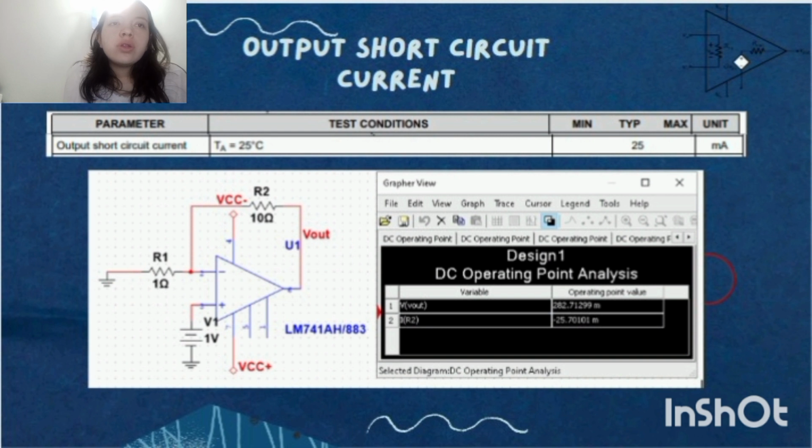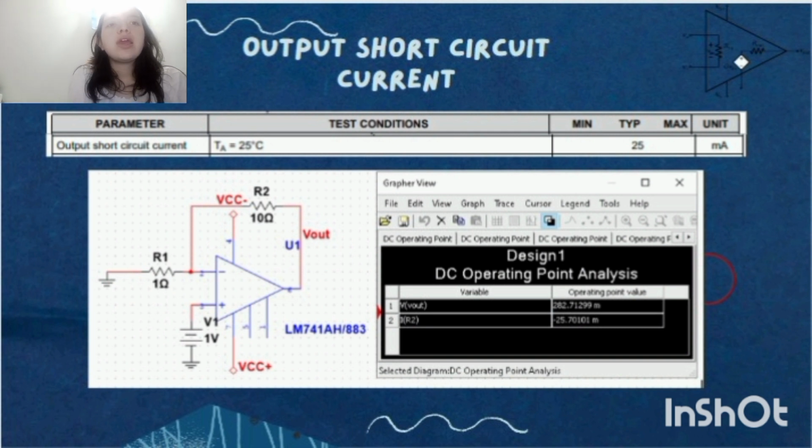The output short circuit current is an important specification that indicates the amplifier's ability to handle short circuit loads without damage. An amplifier with a high output short circuit current will be able to supply a higher current in the event of a short circuit, which can help prevent damage to the amplifier.